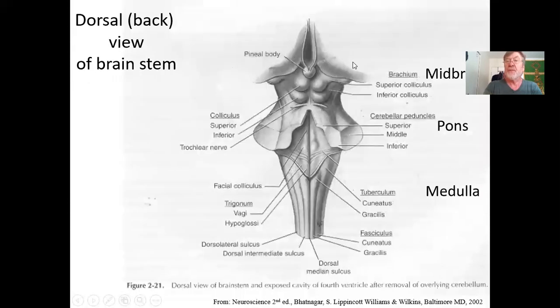Look at the next picture, the 4 bumps. Superior colliculi, inferior colliculi. The superior are for vision, the inferior are for hearing. This is the first unity of vision and hearing in the brain. Okay?